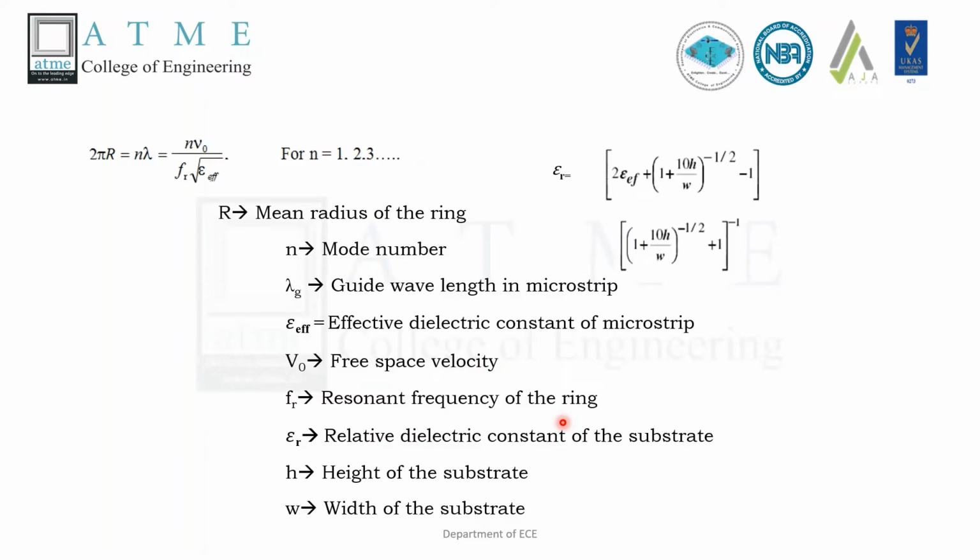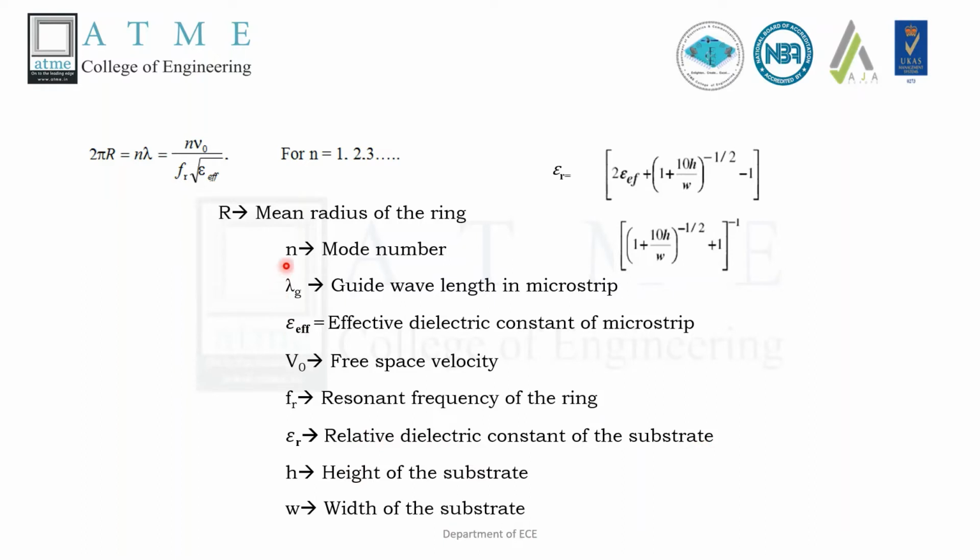After the connection, this ring resonator provides a simple experimental means of characterizing a microstrip substrate. Epsilon r, that is the relative dielectric constant of the substrate, has to be calculated.